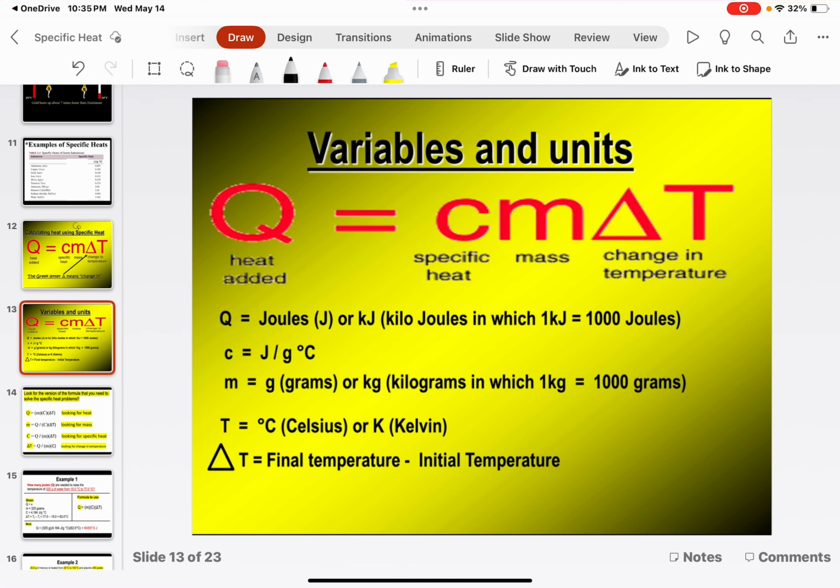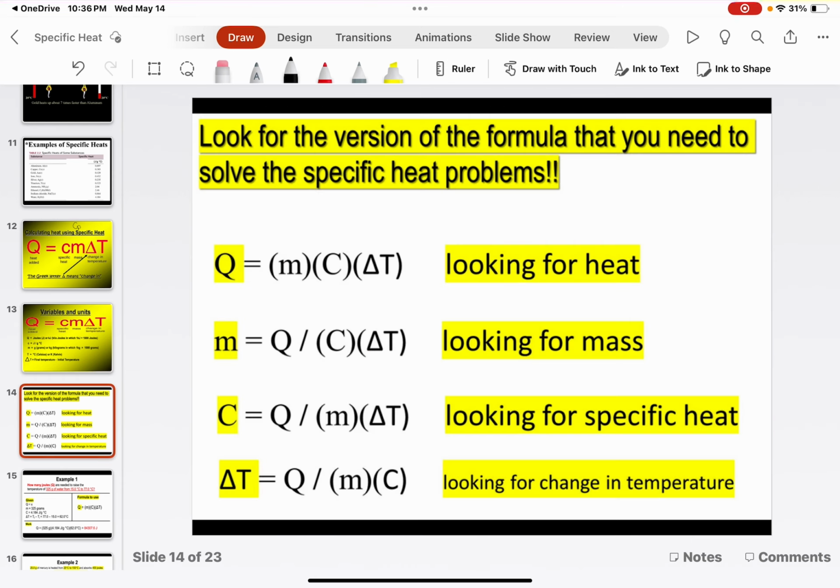In order to figure out what variables those numbers are, you can always look at the units. So Q, you're going to see a number that's expressed in joules or kilojoules, but for the most part, you'll see it in joules. Specific heat, you'll see a number that has joules over grams times degrees Celsius as its unit. Mass, as usual, you'll see it expressed in grams. And then obviously temperature, you'll see it expressed in Celsius. It does say Kelvin, but for the most part, it'll be in Celsius.